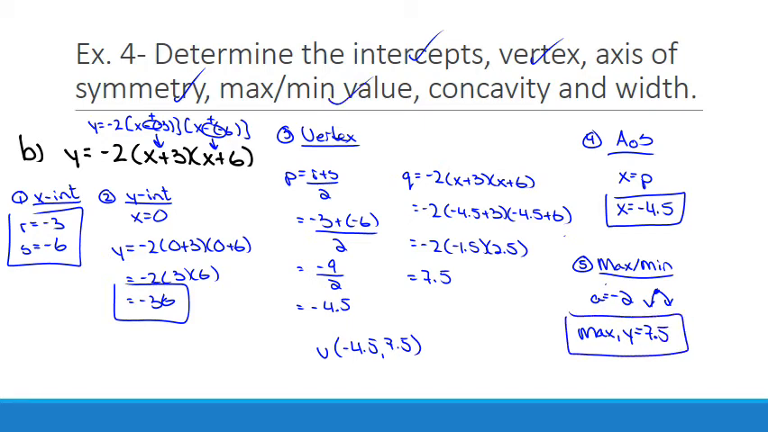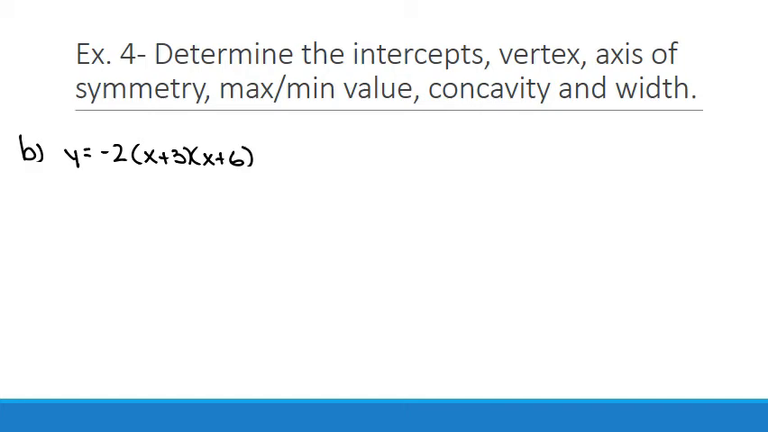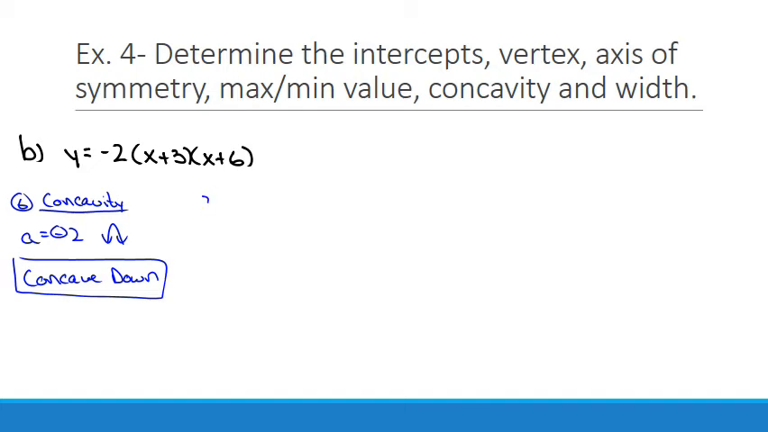Concavity and width. So concavity. Again, that is just the opening. The a value is negative 2. This negative means it's going to be frowning. So this is concave down. If you just wrote that down, that'd be fine. I know what you're talking about. And the seventh thing, the width.